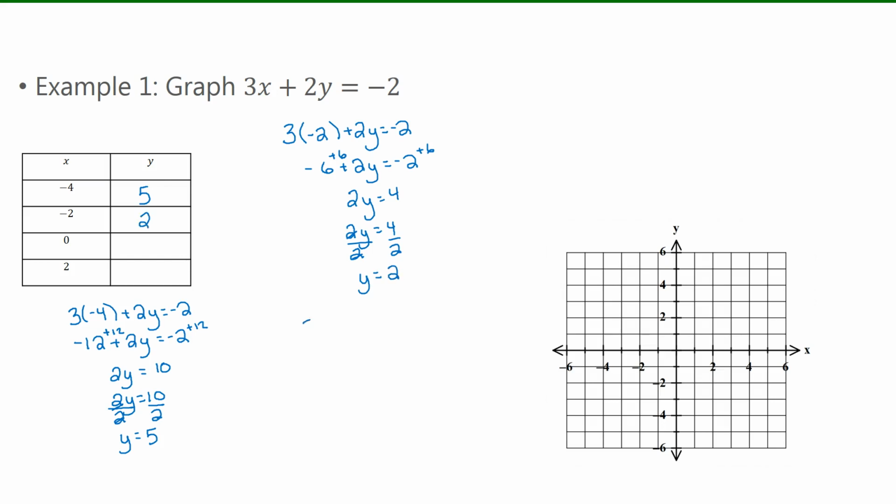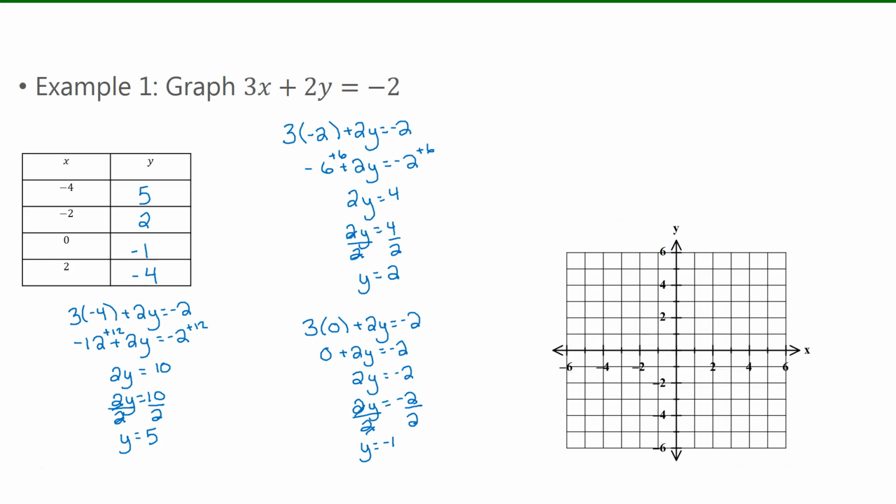And I'll go through this once more by replacing x with 0. 3 times 0 is 0. So we just have 2y equals negative 2. So once again, I'll divide by 2. And then that gives me y equals negative 1. And I'll tell you that the last value is negative 4. So you can try plugging in x to be 2 into the equation to see if you get a y value of negative 4.